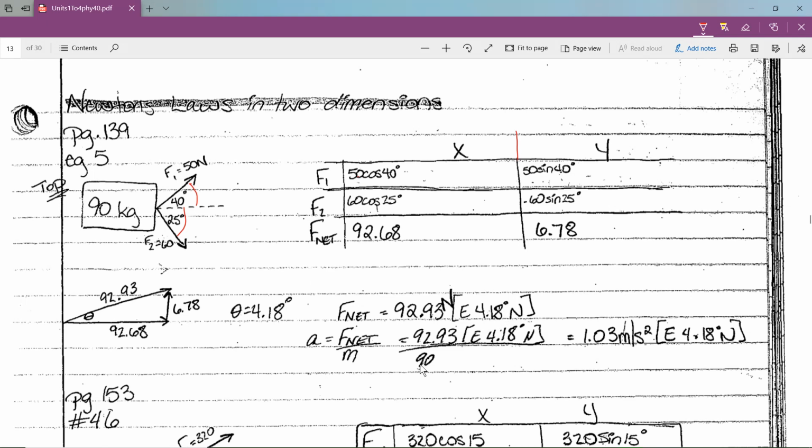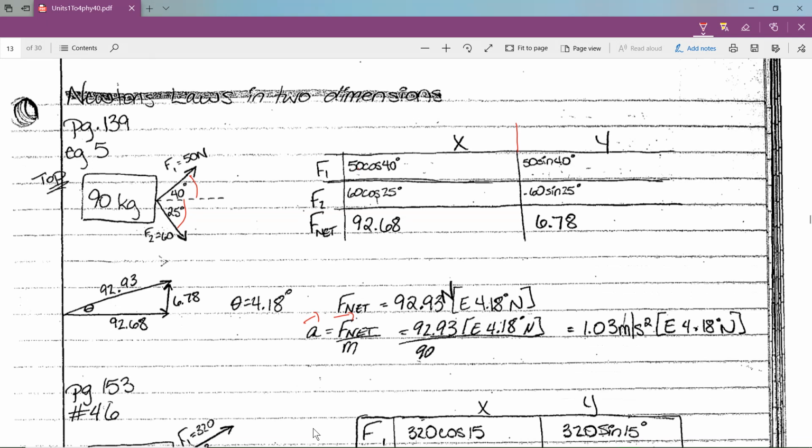And my acceleration, some students do all this, they ask for the acceleration, so they do the vector collectors, get the force, and go on to the next question. But you can't do that. The question asks for the acceleration. So it's the net force over the mass, so 92.93 divided by 90. Now that mass isn't just of the kid, it's of the kid and the toboggan together. So that's 1.03 meters per second squared east, 4.18 degrees north. That's another thing I sometimes see kids do. They get the acceleration, they're at 1.03 meters per second squared, but they don't give the angle. If you don't give the angle, it's wrong. Remember, acceleration is a vector. Force is a vector. Okay?